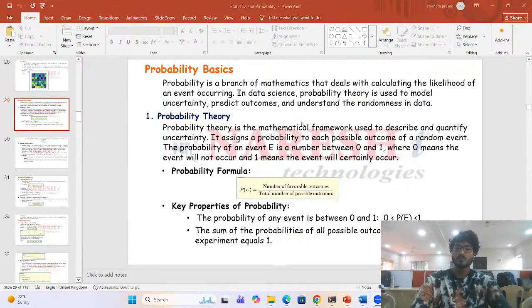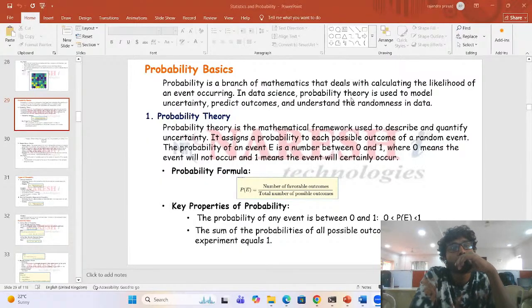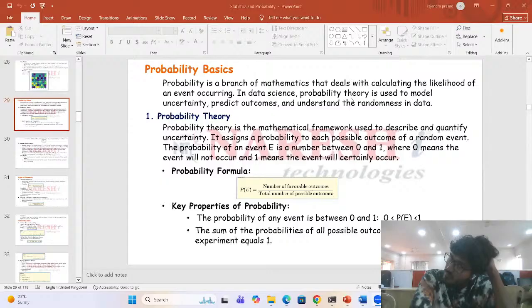Probability is a branch of mathematics that deals with calculating the likelihood of an event. Likelihood means the favorable chances; the chance of happening is nothing but likelihood. By using probability, we measure the likelihood of an event occurring. Don't worry, we'll discuss what an event is as well. In data science, probability theory is used to model uncertainty. Uncertainty means you are not sure what is going to happen, and not sure what is not going to happen. If you want to measure this uncertainty, we use probability. You can say two definitions: probability is used to find the likelihood of an event happening, or to measure the uncertainty of the event. Clear?